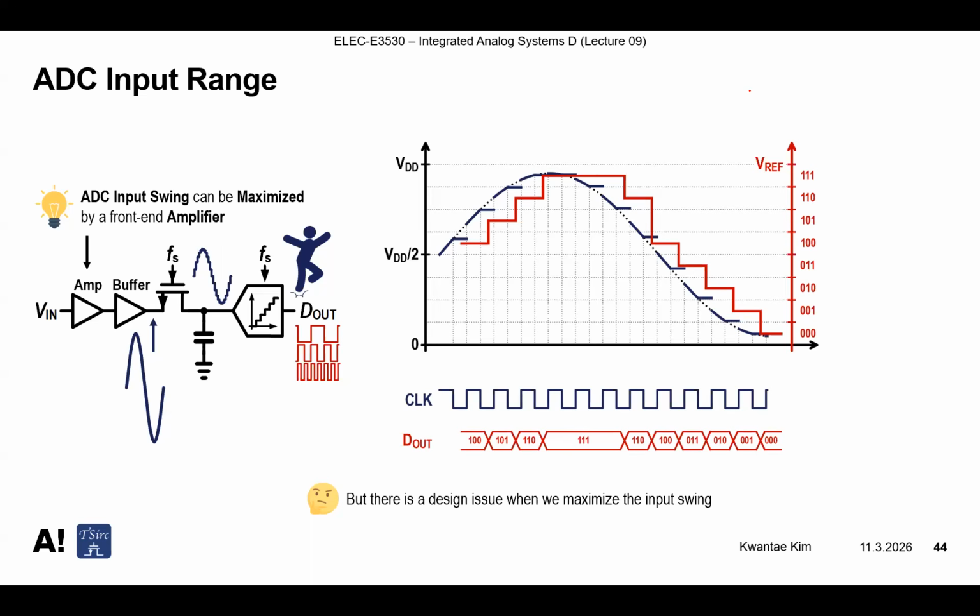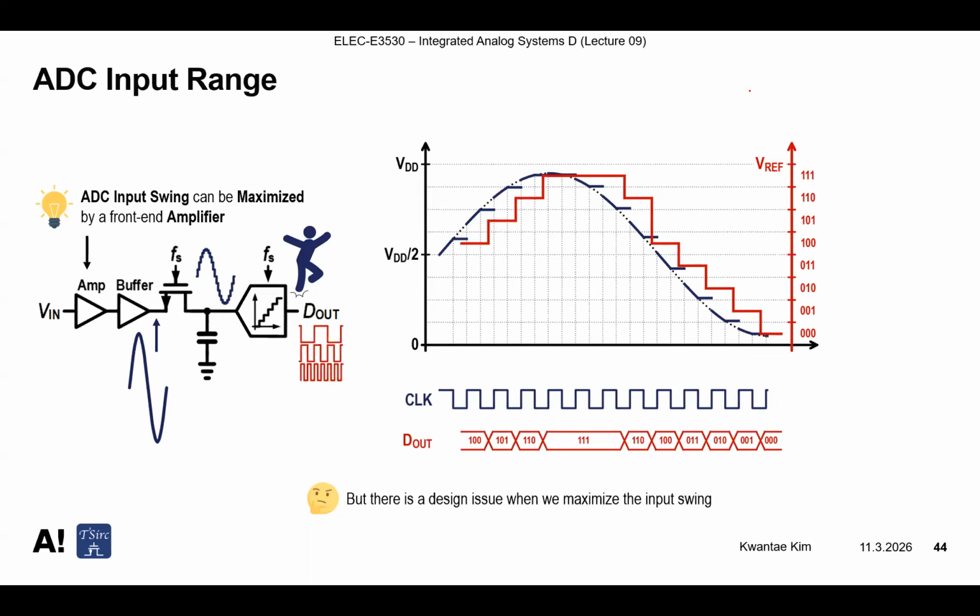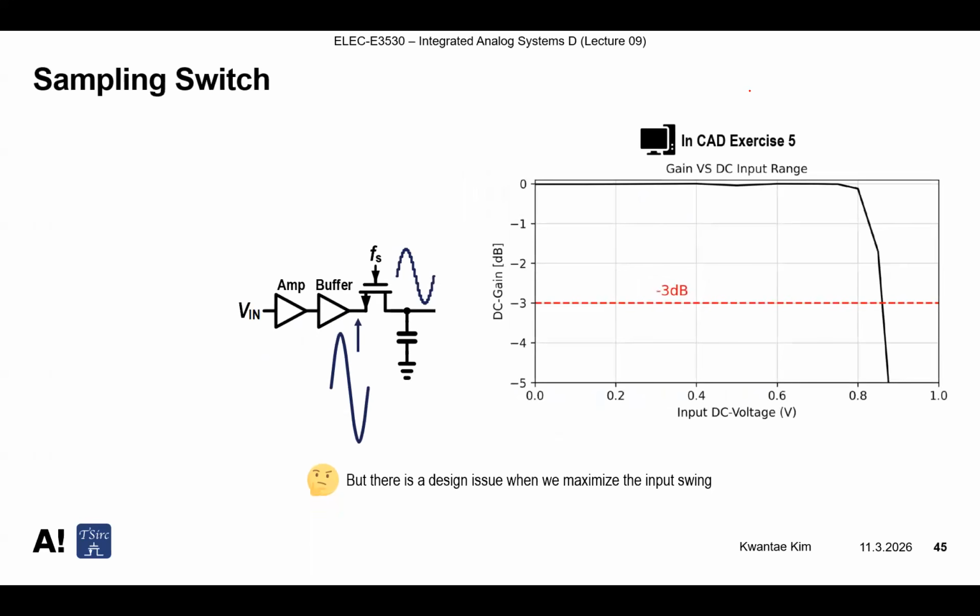Anyway, let's go through this ADC input range. This is CAD exercise 5, the gain versus DC input range curve. This is just a screenshot captured directly from one of your reports that scored a perfect score for CAD5. Nice job. We can find that the 3 dB point is there. As we increase the DC input voltage, after running PSS and PAC simulation, you can find that there is some kind of attenuation, going to the low DC gain cases.